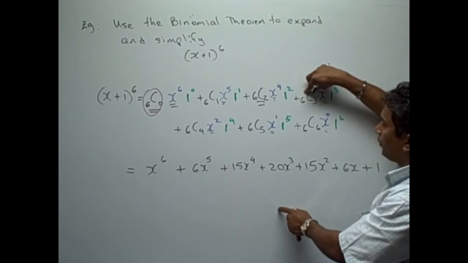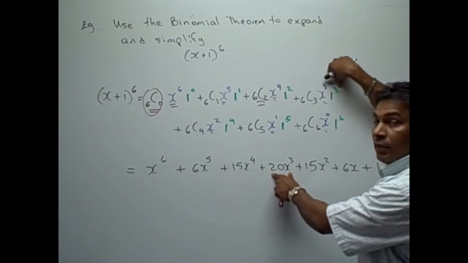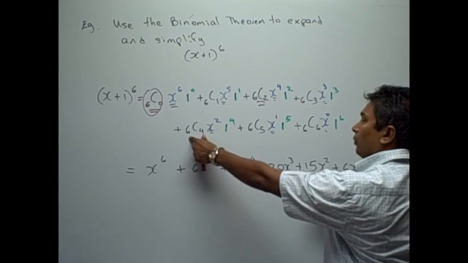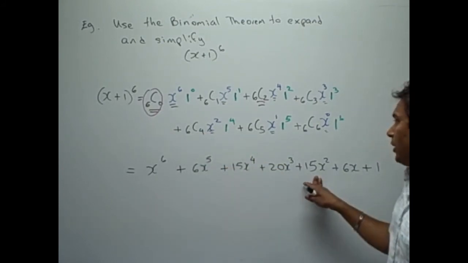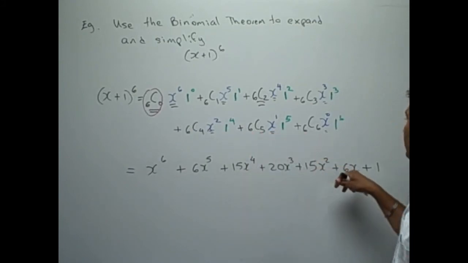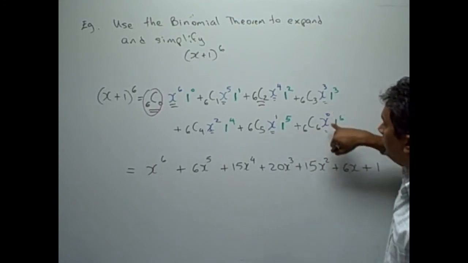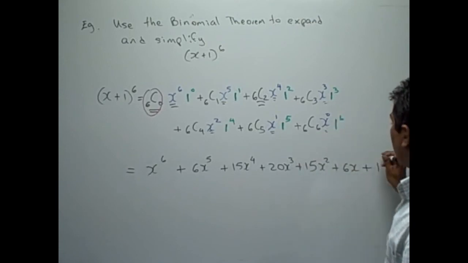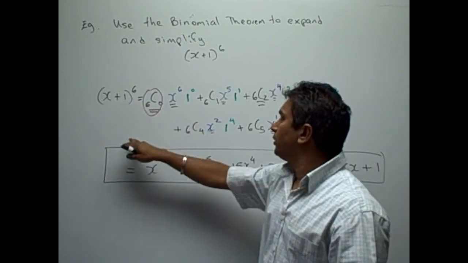Then we have 6 combination 3. This is 20 times x to the 3rd times 1, still 20x to the 3rd. Then we have 6 combination 4, which is 15x to the 2nd times 1, still 15x to the 2nd. 6 combination 5 is 6, so we have 6x times 1, and then 6 combination 6 is 1, x to the 0 is 1, 1 to the 6 is 1, so 1 times 1 times 1 is 1. So here we have the complete expansion of x plus 1 to the 6th power.